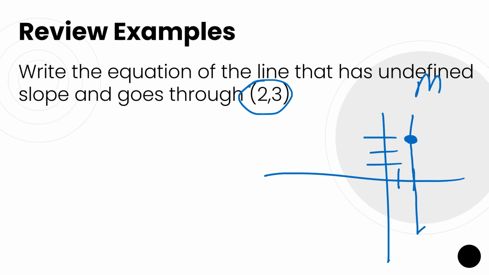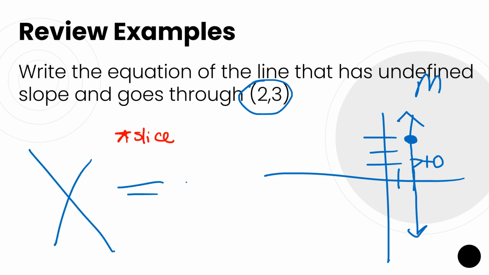Undefined means vertical. You do have to memorize that. Or remember my little cheat. Can't walk straight up a wall. It's undefined. Let's use Mortvet's little cheat word of slicing. What axis am I slicing? The x-axis. At what number? 2. That's it. X equals 2.